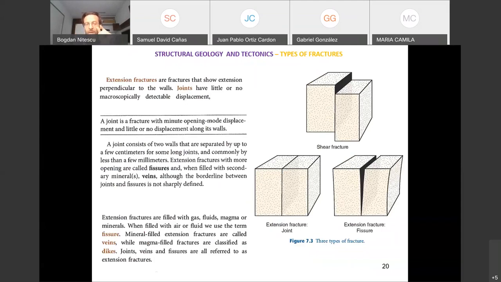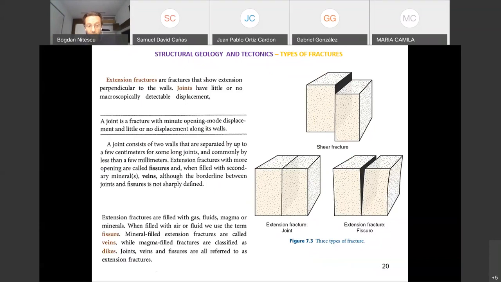And in general, these minerals can be calcite, which is calcium carbonate, or quartz. So then you call this veins. These fractures that are filled with these minerals are called veins. When you see many rocks, you'll see veins of quartz or veins of calcite, for instance. Now, if the fissure is filled with magma that solidified, they are called dikes. Dikes in English, I think it's diques in Espanol, but dikes in English.